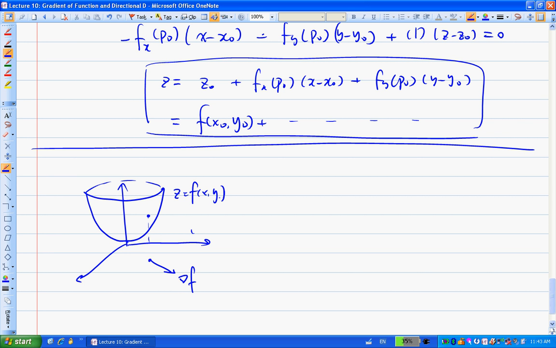So correct me if I'm wrong, the gradient vector points in the direction of the greatest increase of the function f, right? So I guess I'm right. So here's the gradient vector, here's the function f. It points to the greatest increase of this surface f. In other words, you have to move in this direction in order to have the greatest increase of this surface, which is, of course, going to increase in this direction here, right?